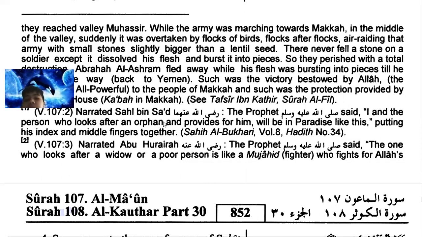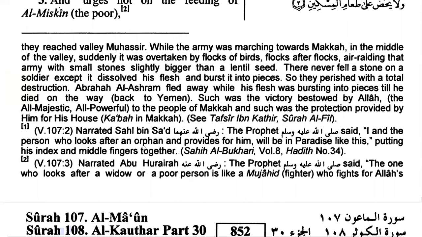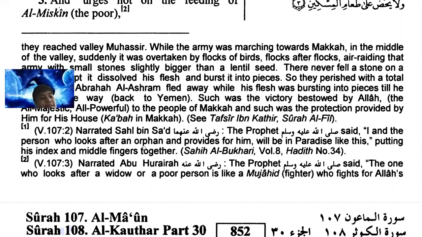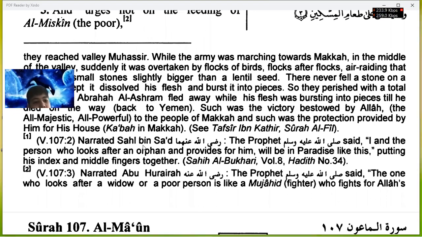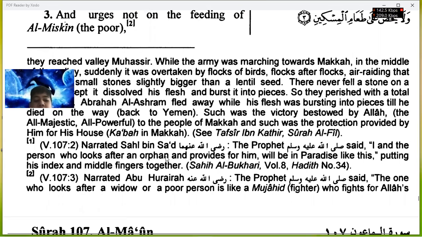Do you know any orphan? No. Okay, do you know what is an orphan? An orphan, a child whose parents are dead. Yes, a child whose parents are dead. Do you know any prophet whose parents were dead? Prophet Muhammad. He was also an orphan. And do you know any orphan in your neighborhood, in your school? No. Okay.